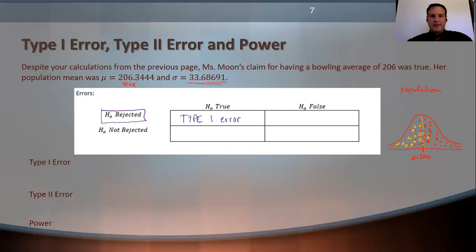So, type 1 error, and I'll put that in words there. This is from the textbook, and it's well stated. It says: when we reject the null hypothesis, when in fact the null is true. So we thought that her original claim of mu, we rejected the null, which was that her average was 206, but it was true.